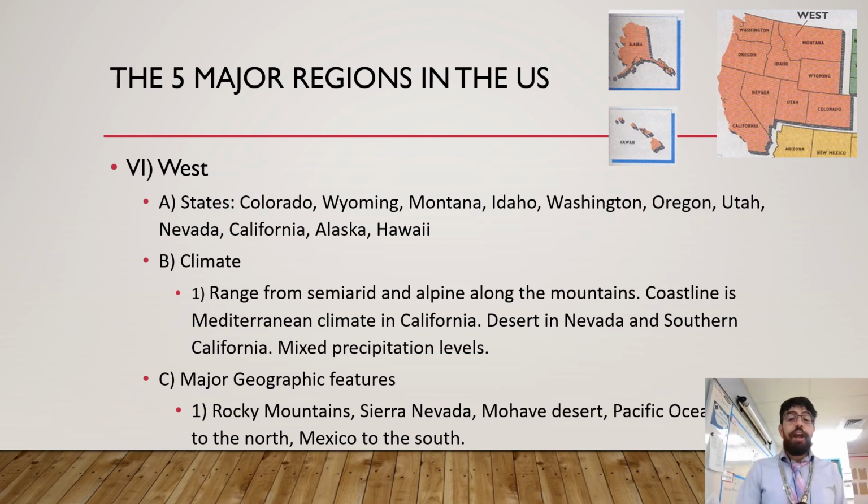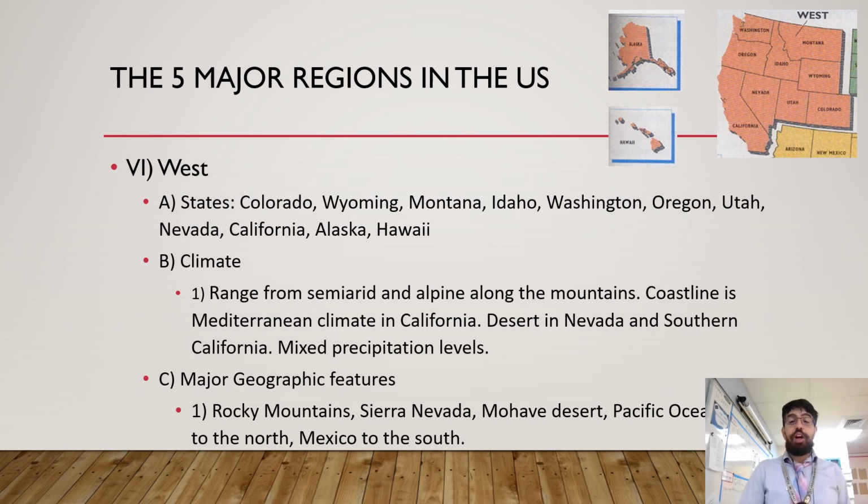and Hawaii. This is the most diverse region in the United States, with climates ranging from semi-arid, like the Southwest, also alpines along the mountains, like the Rocky Mountains and the Cascades. The coastline is mostly Mediterranean, in particular parts of California. You have desert, also Nevada and Southern California, and a whole bunch of different mixed precipitation levels.